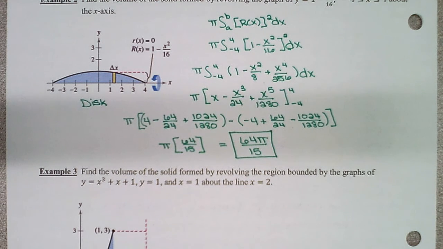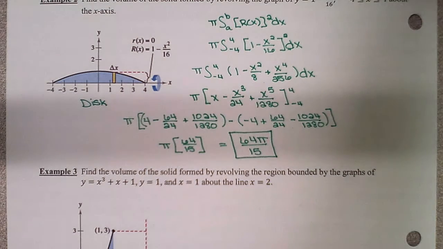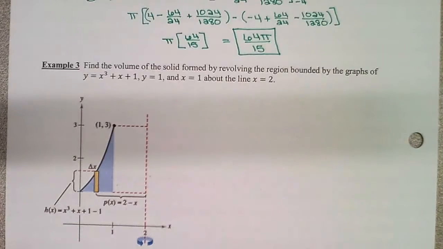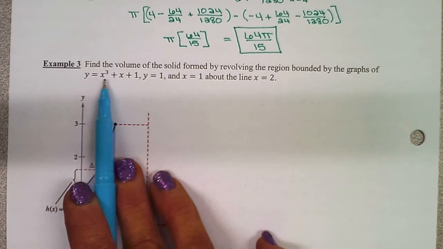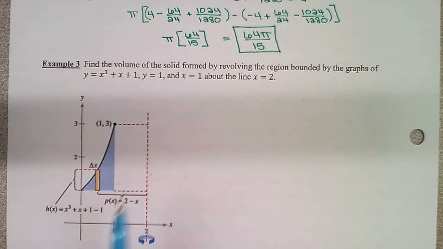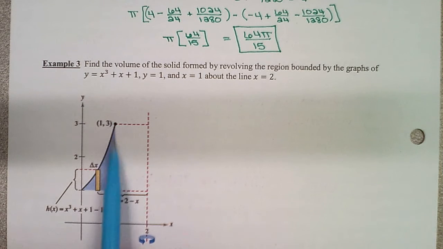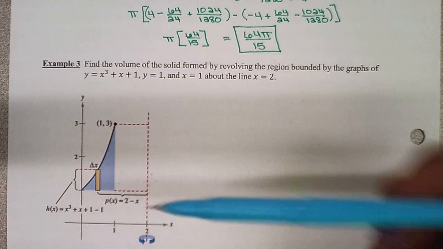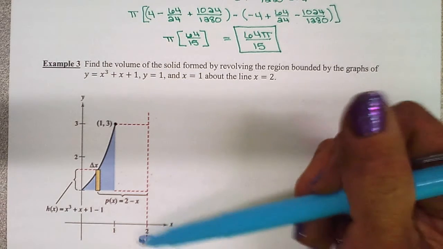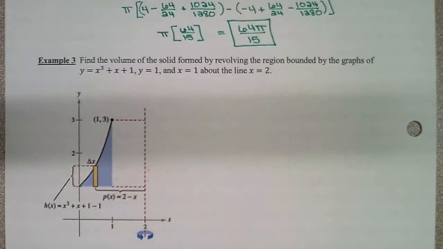And then now the last one, example 3. Example 3, we have got an equation y equals x cubed plus x plus 1. So we're looking at this piece here. The line y equals 1, which is here. X equals 1, which is here. And we're going about this axis, x equals 2.